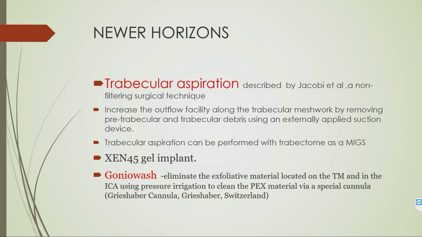So there are newer treatments like trabecular aspiration, where you wash the material from the trabecular meshwork using an externally applied suction device, or a trabectome. It's a newer thing. Then Zen implants are tried. Gonio wash is elimination of the material located on the trabecular meshwork and the iridocorneal angle using pressure irrigation. So that is also a newer technique.